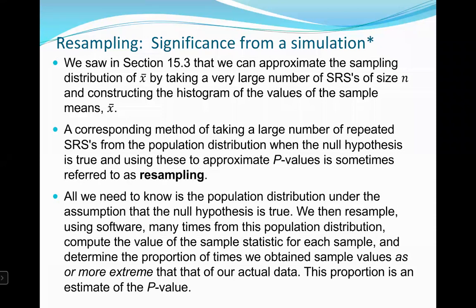All we need to know is the population distribution under the assumption that the null hypothesis is true. We then resample many times from the population distribution, compute the value of the sample statistic for each sample, and determine the proportion of times we have obtained sample values as or more extreme than that of our actual data. This proportion is an estimate of the p-value.